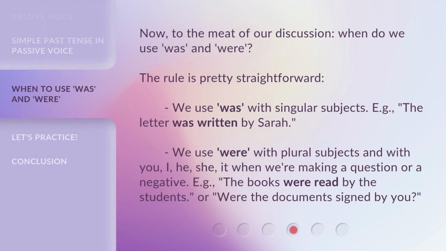Now, to the meat of our discussion. When do we use was and were? The rule is pretty straightforward. We use was with singular subjects. E.g., the letter was written by Sarah. We use were with plural subjects and with you, I, he, she, it when we're making a question or a negative. E.g., the books were read by the students. Or, were the documents signed by you?